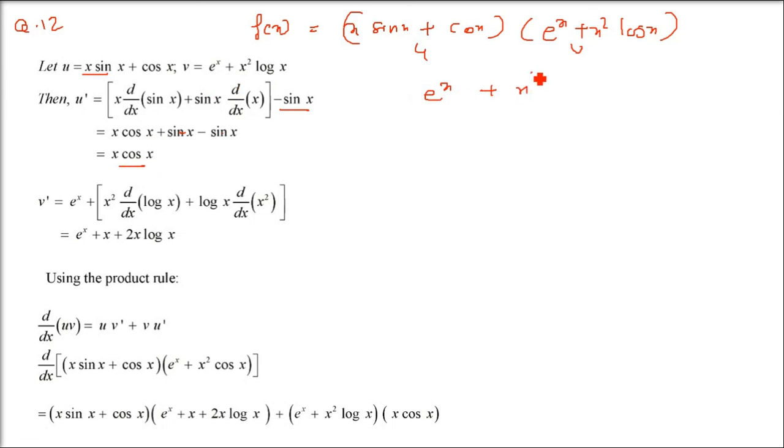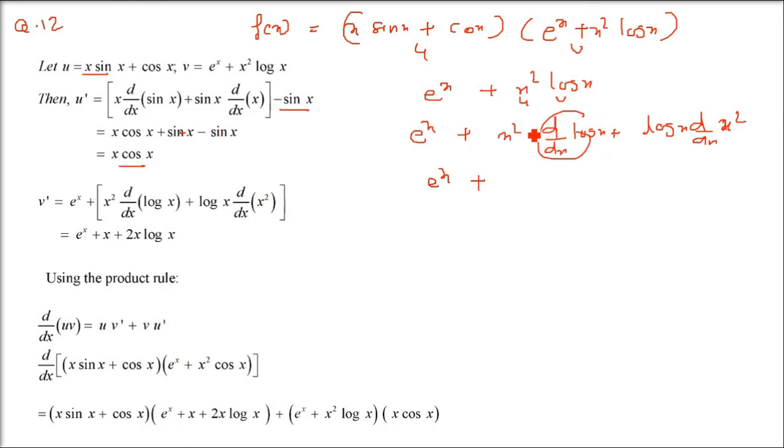Now coming to e raise x plus x square log x. The derivative of e raise x will be e raise x. For x square log x, assume it to be uv: x square times d by dx of log x plus log x times d by dx of x square. D by dx of log x is 1 by x, so x gets cancelled, giving x. Then d by dx of x square is 2x, so 2x log x will come. Now we have the first term as x cos x, and the second term is e raise x plus x plus 2x log x.